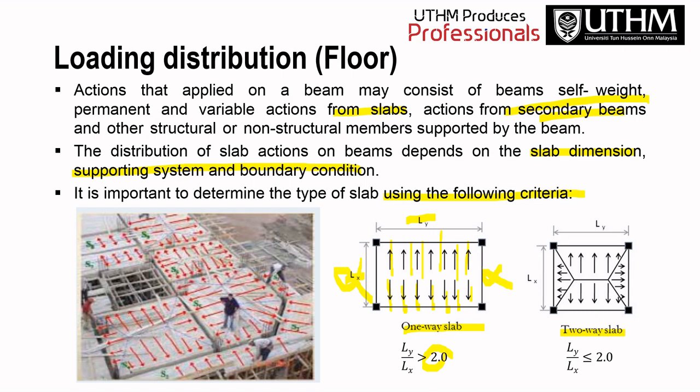And then for a two-way slab, you can see that here Ly over Lx is less than or equal to 2.0. This means that the load will distribute to all edges, to here, to here, to here, and to here. And how are you going to calculate it? There are methods for it.